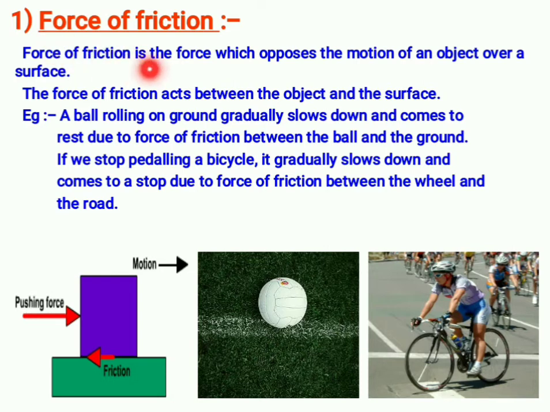The force of friction is the force which opposes the motion of an object over a surface. Whenever an object is moving, when we apply force, there is always a force that opposes the motion of the object, and that force is called friction force. Friction means the force that opposes the motion of an object. The force of friction acts between the object and the surface.